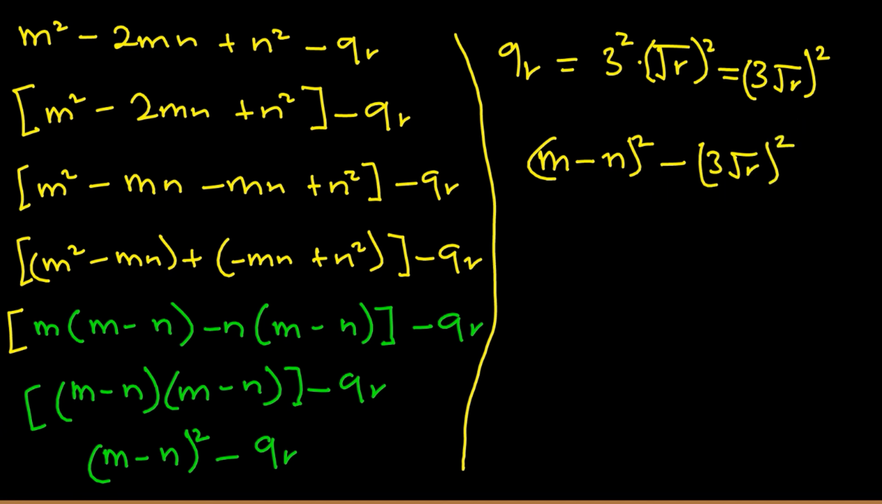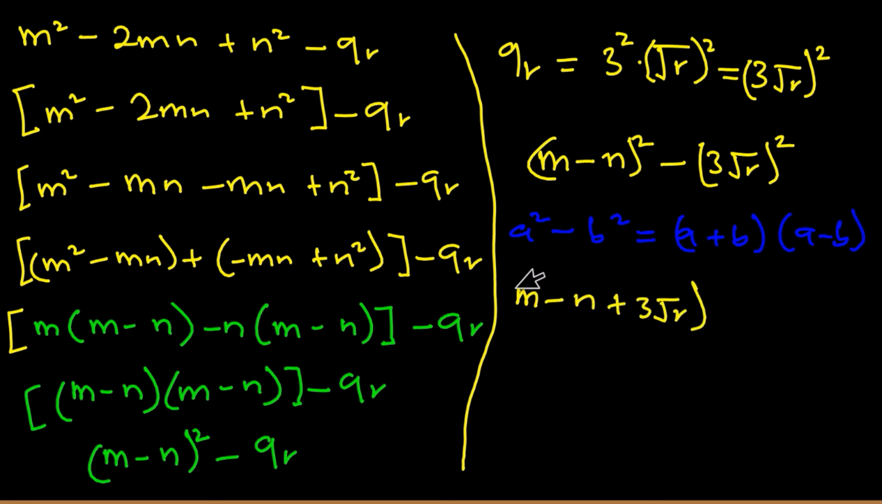Right, and note that this is the same as having a squared minus b squared, which is difference of two squares, and it is equal to a plus b, then a minus b. So I will expand this expression just like this one. So we have m minus n plus 3 square root of r, then m minus n minus 3 square root of r, just like that.